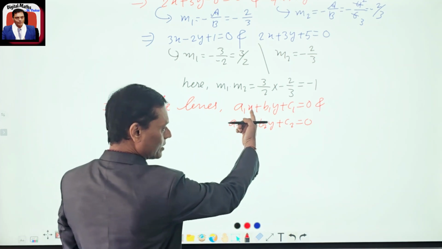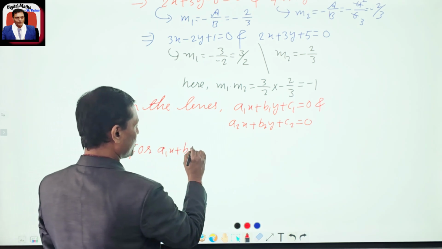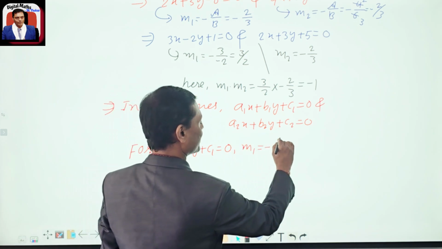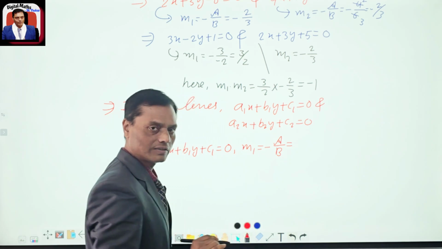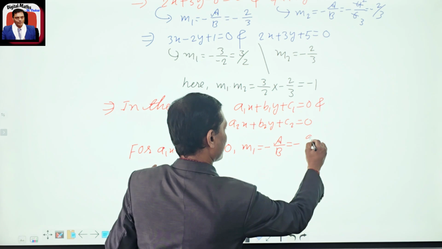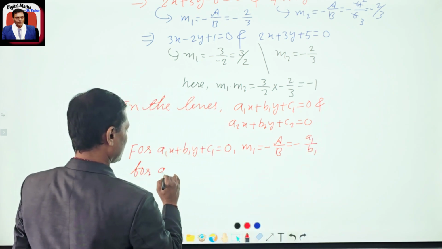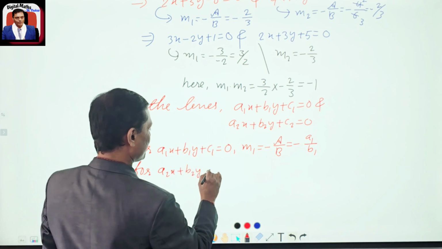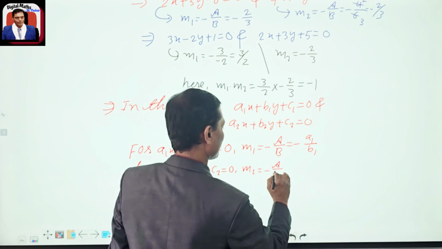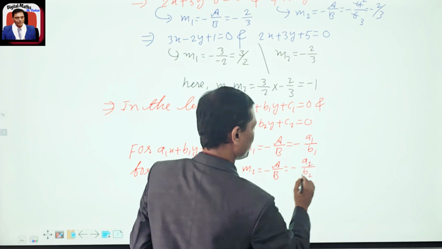So first of all, for a1x plus b1y plus c1 equals 0, we can find the slope m1 equals minus a by b, where a means the coefficient of x and b is that of y. So you can write here minus a1 by b1. And for the line a2x plus b2y plus c2 equals 0, m2 equals minus a by b, that is minus a2 over b2.